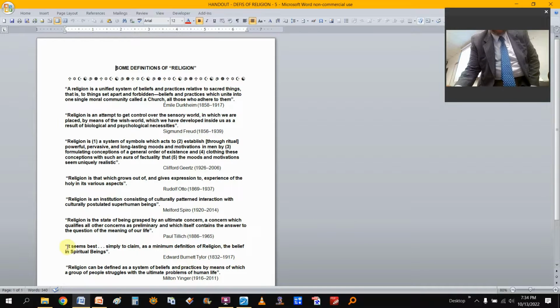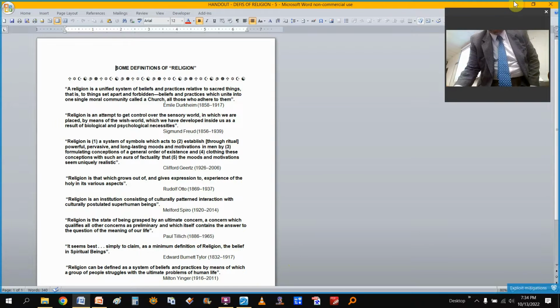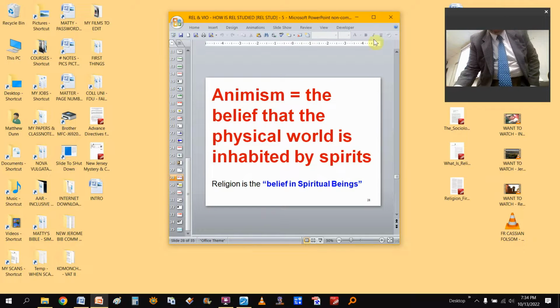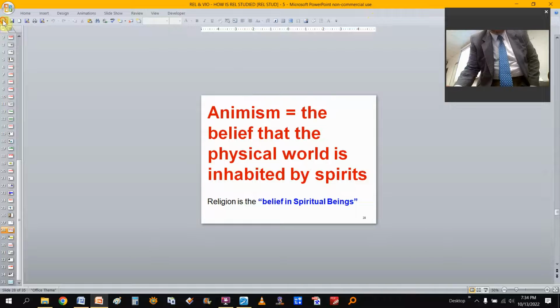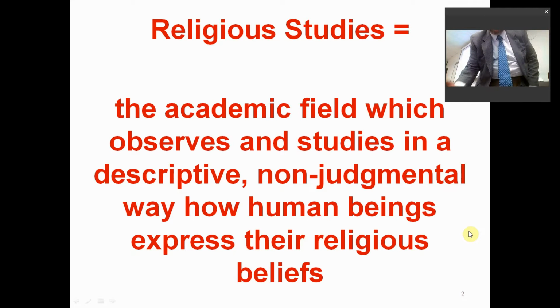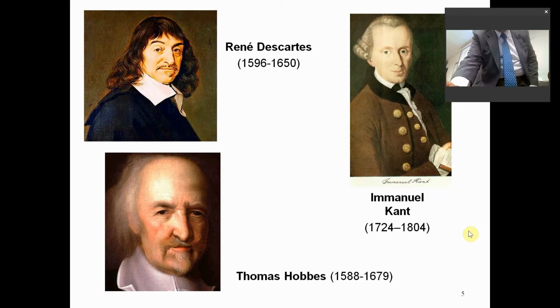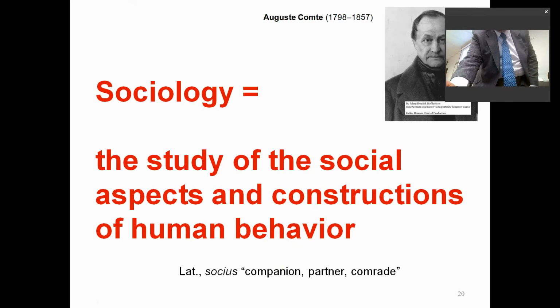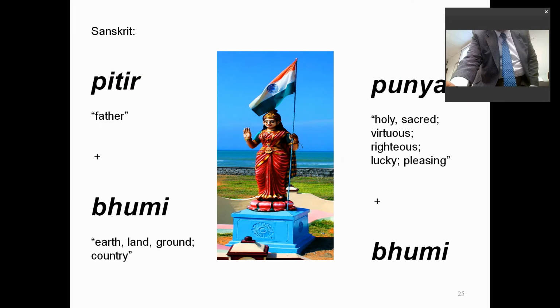Well, it seems best simply to claim as a minimum definition of religion the belief in spiritual beings. Now, where did I get that from? Which of his books? That doesn't sound right, but I'd have to look it up in my notes, because I did track it down. It's on the Internet Archive, and that's where I found it. It's in the public domain. I just didn't give the source for it, and I don't remember it.